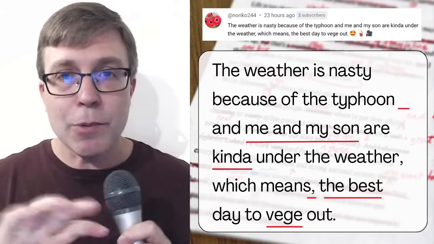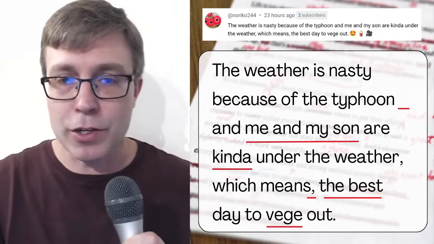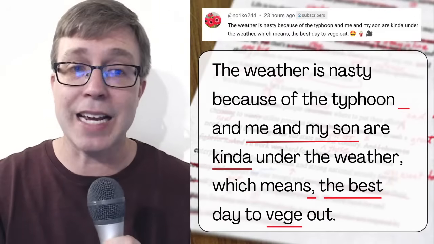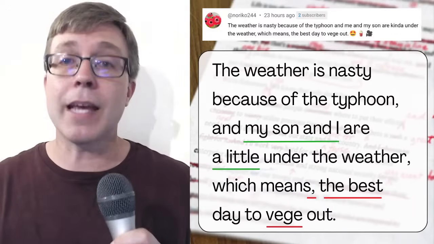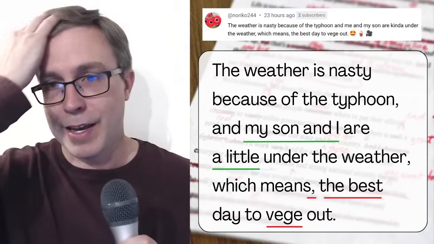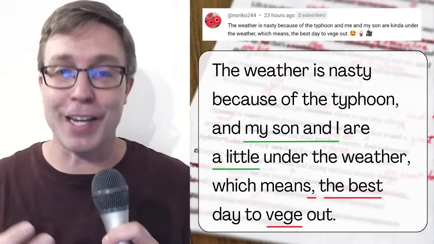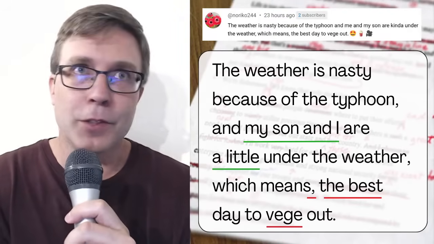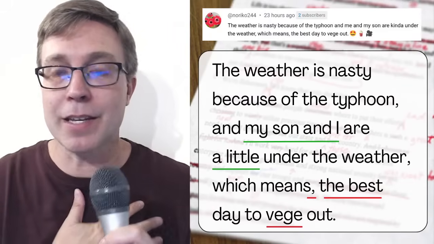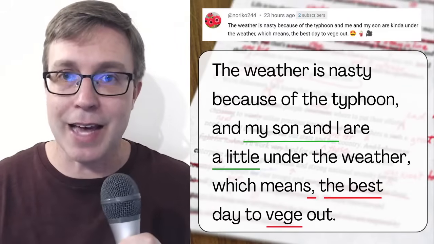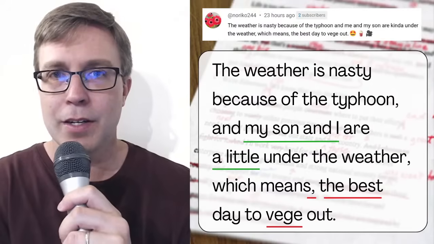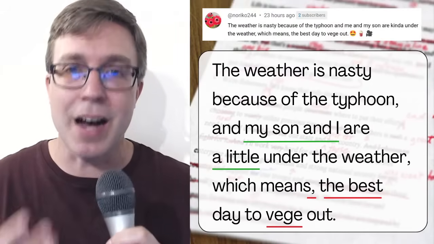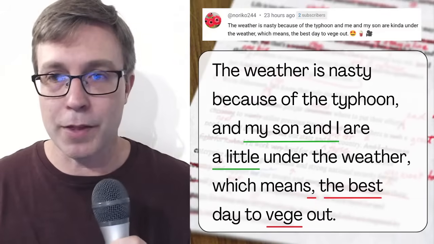However, I actually want to change kind of. And the reason I want to do that is because I think it's more common as a collocation, instead of saying kind of under the weather, to say a little under the weather. And I almost said that when I was talking about the meaning of under the weather. You would hear it pretty often if somebody is a little sick. Instead of saying that, they'll say, yeah, I'm a little under the weather. You could say I'm kind of under the weather, sure, but I don't think it's as common as saying I'm a little under the weather.